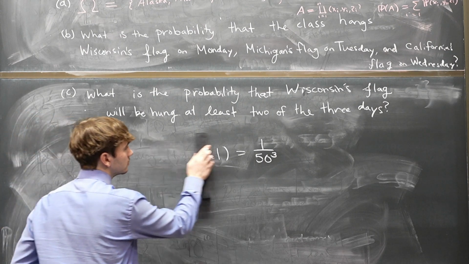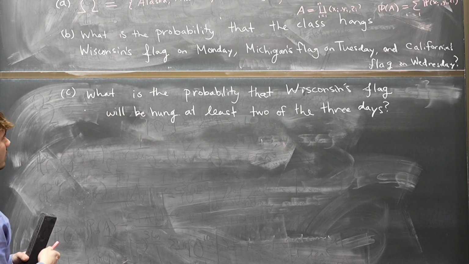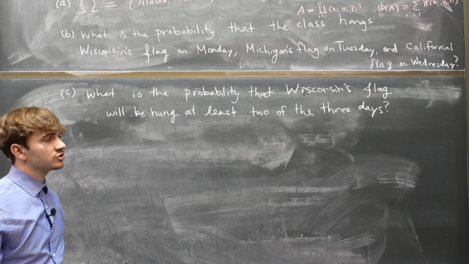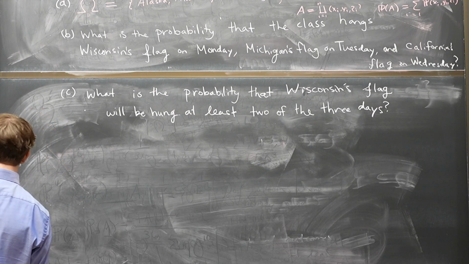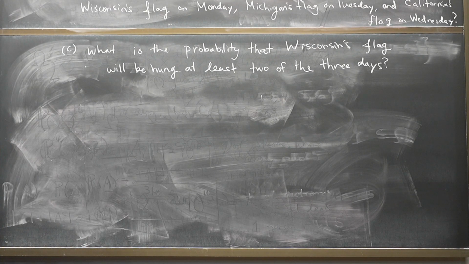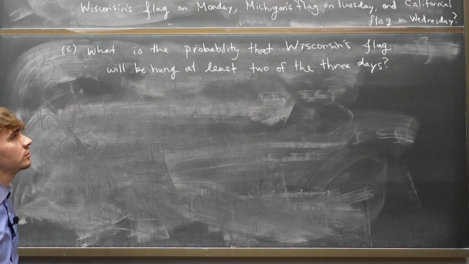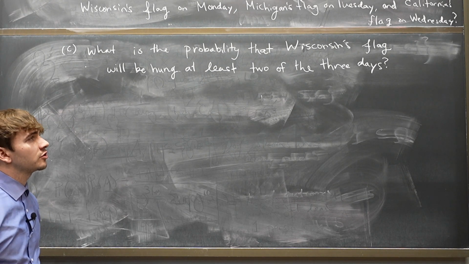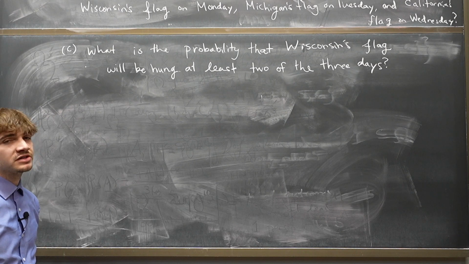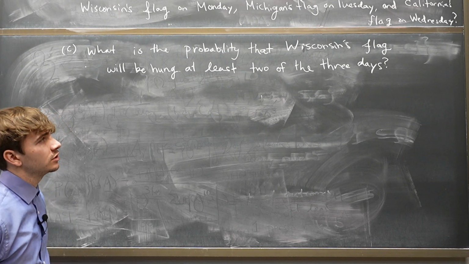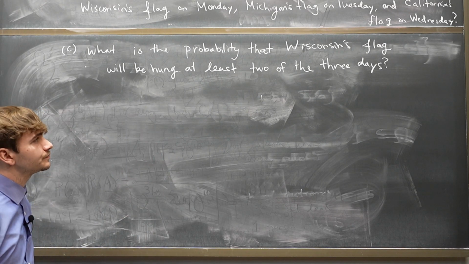Now, part C is a little bit more interesting. Part C asks, what is the probability that Wisconsin's flag will be hung at least 2 of the 3 days? So now we have to think a little bit about this. What we need to determine is this event: that Wisconsin's flag is hung at least 2 of the 3 days. And we need to determine essentially the size of this, the amount of possible outcomes which fall into this category.